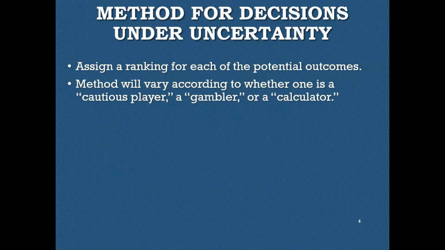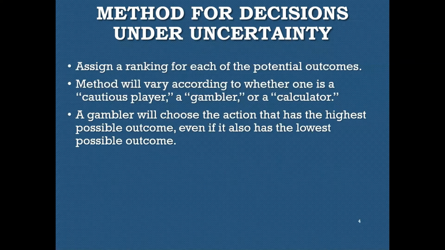Do you want to avoid bad outcomes? Is that your priority? Then you'd be a cautious player. Do you want to maximize the greatest possible good? That's going to be the gambler, right? And so a gambler is the one that's going to choose the action that has the highest possible outcome, even if it also has the lowest possible outcome.